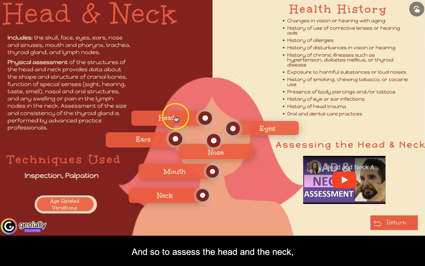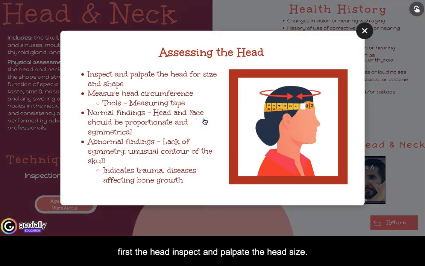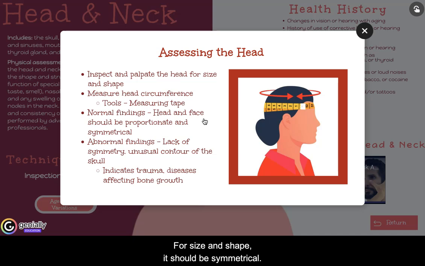And so to assess the head and the neck, first the head. Inspect and palpate the head for size and shape. It should be symmetrical. Measure the circumference. As you can see over here, we use a tape measure to measure the circumference. Normal findings show that the head and face are proportionate and symmetrical. Abnormal findings will show lack of symmetry, unusual contour of the skull. So if the face is not symmetrical, maybe they had a history of a stroke before, and that's why part of one side of their face is drooping. It indicates trauma or diseases affecting bone growth.